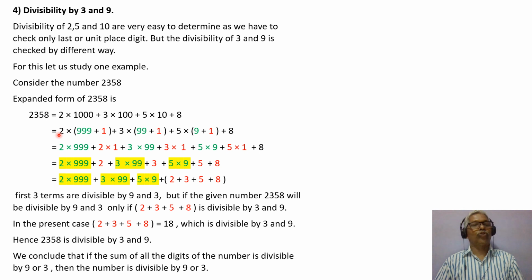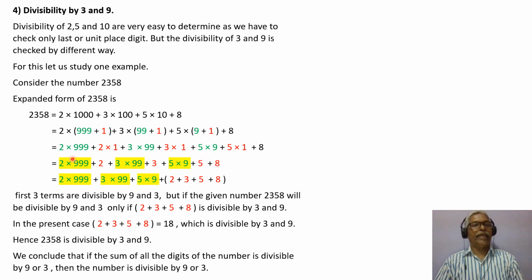Now take this 2 inside: 2 into 999 plus 2 into 1, plus 3 into 99 plus 3 into 1, plus 5 into 9 plus 5 into 1, plus 8. This is very simple arithmetic. Now next step, 2 into 999 we are keeping as it is, 2 into 1 is 2, plus 3 into 99 we are keeping as it is, 3 into 1 is 3, plus 5 into 9 here and 5 into 1 is 5, plus 8. So till here it is very simple.